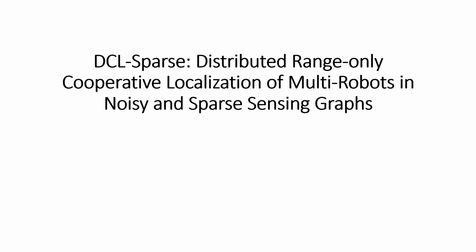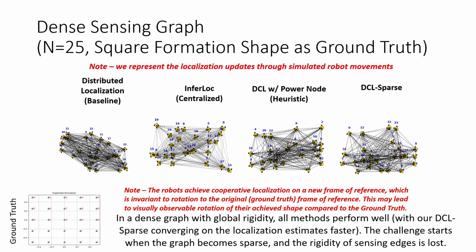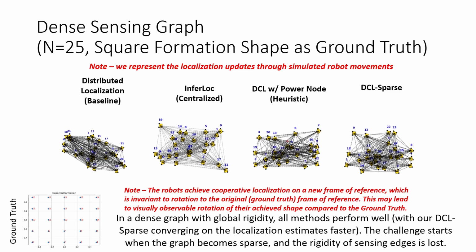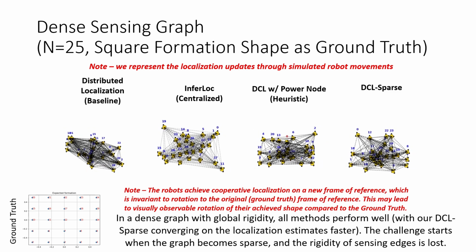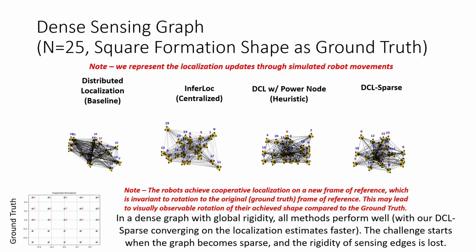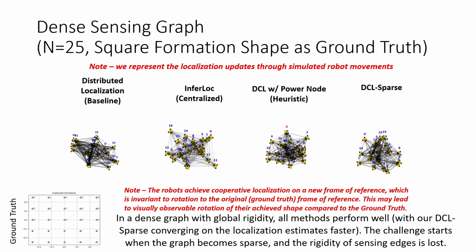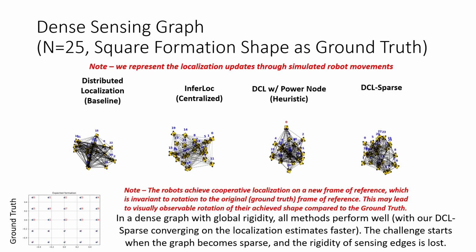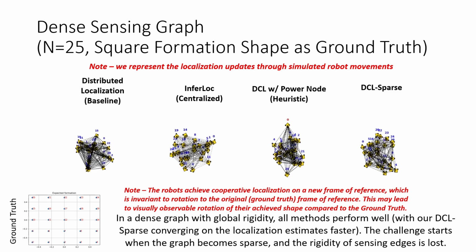This video demonstrates experiments with DCL-Sparse, a novel approach to range-based distributed cooperative localization. The S1 edge, or the one-hop shadow edge method, is a scalable method that utilizes inferred information to detect extra edges to add to the rigidity of the graph.